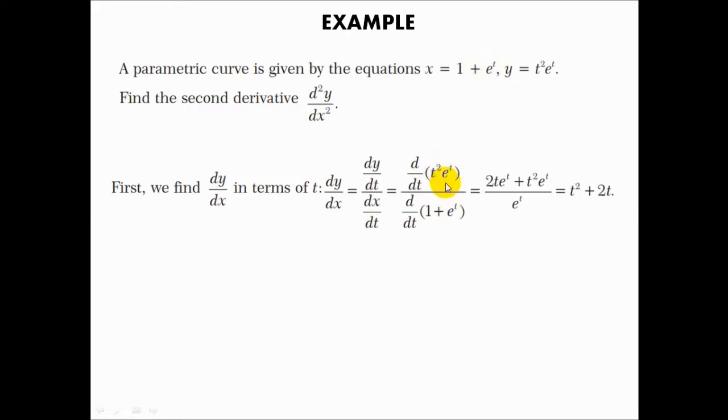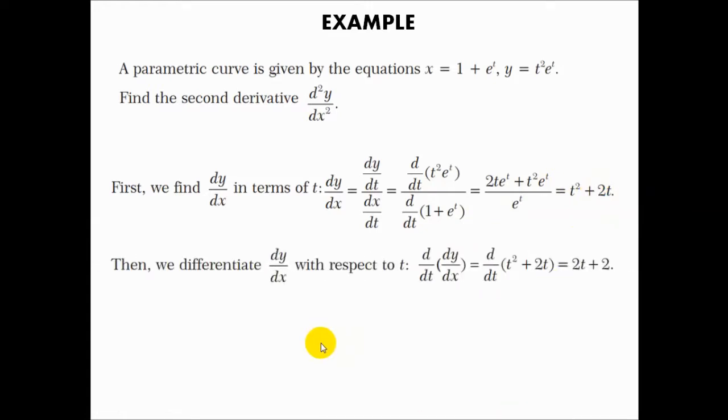We can differentiate this using the product rule. We get 2t times e to the power of t plus t squared times the derivative of e to the power of t, which is the same. For x, the derivative of 1 is 0 and the derivative of e to the power of t is always the same. So we can eliminate e to the power of t, and we get t squared plus 2t.